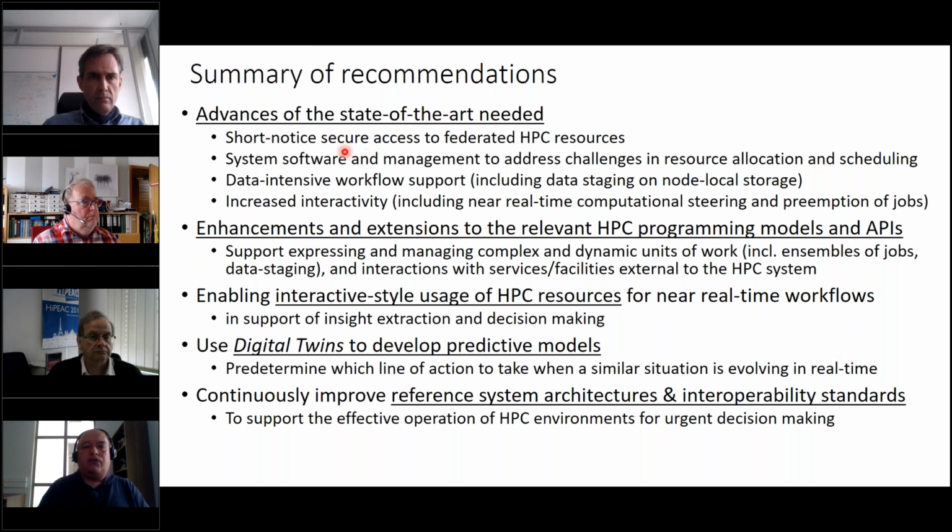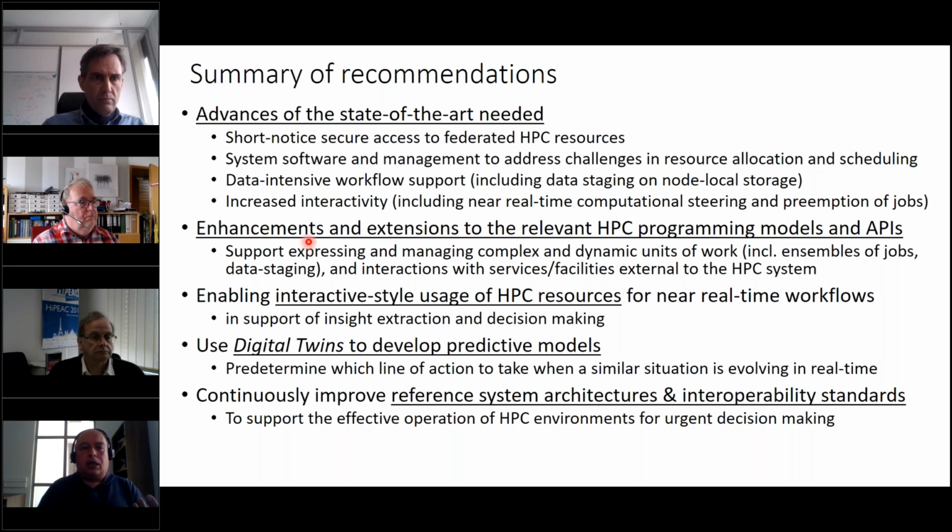Advances in the state of the art are needed for securing short notice access to resources that might be federated. System software has to address a lot of challenges by having to support more flexible and dynamic resource allocation and scheduling. Workflows are now more data intensive in this setting, so perhaps the idea of data staging might be important to explore more. And overall, more interactive use, that might involve direct intervention in the form of steering, but also the very practical aspect of releasing resources via job preemption.